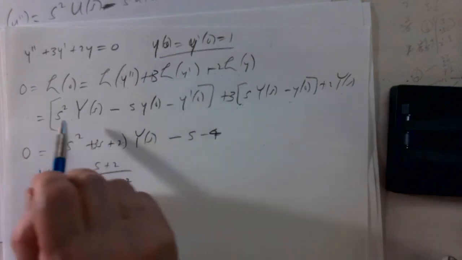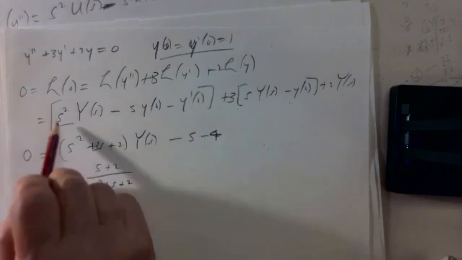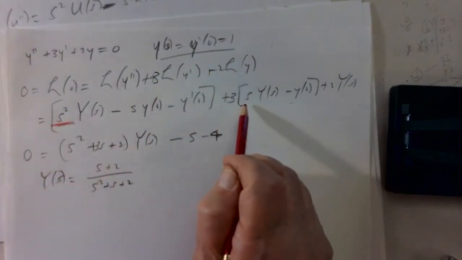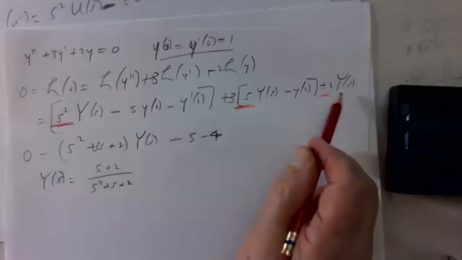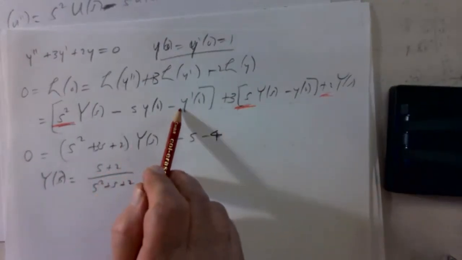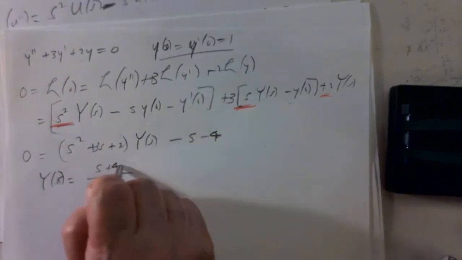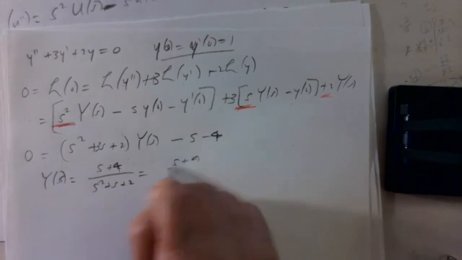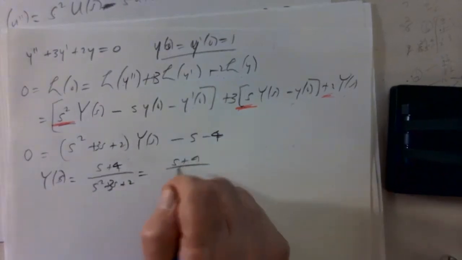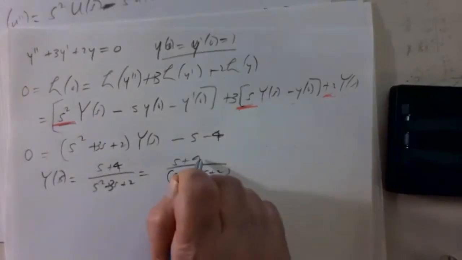So I have s squared plus 3s plus 2 times Y of s, and I have minus s minus 1 minus 3. So this is just equal to this: Y of s equals s plus 4 over, and this factors, s plus 1 times s plus 2.